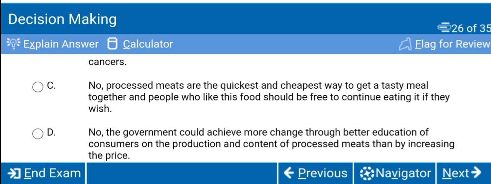Option C: no, processed meats are the quickest and cheapest way to get a tasty meal together, and people who like this food should be free to continue eating it if they wish. Option D: no, the government could achieve more change through better education of consumers on the production and content of processed meats than by increasing the price.